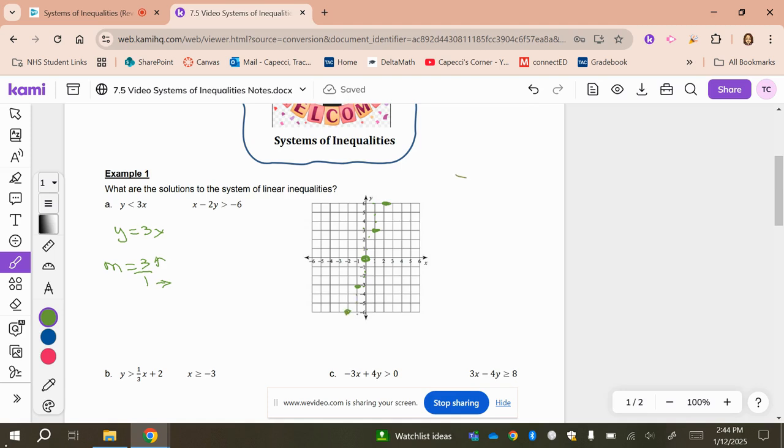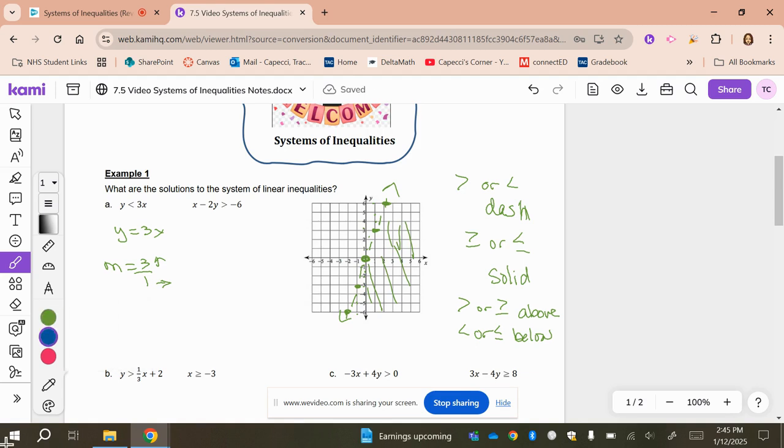Now, as a reminder, greater than or less than is a dashed line, and greater than or equal to or less than or equal to is a solid line. So this is a dashed line, so I'm going to just dash my way through it, arrows on the end. Now again, greater than or equal to, we're going to shade above, and less than or equal to we're going to shade below. Okay, so this is a less than, so we're going to shade below that line, so that would be here.